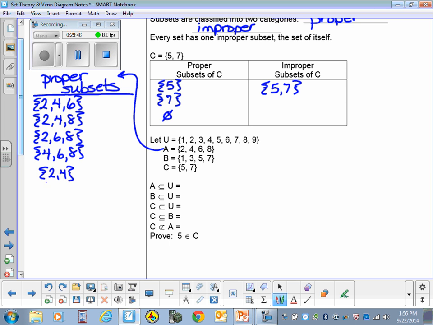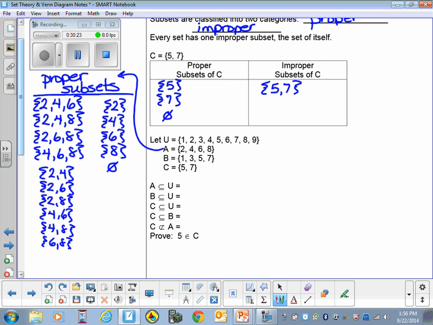2, 4. 2, 6. 2, 8. 4, 6. 4, 8. And 6, 8. And we still have to do the ones. So, 2, 4, 6, 8, and the empty set.